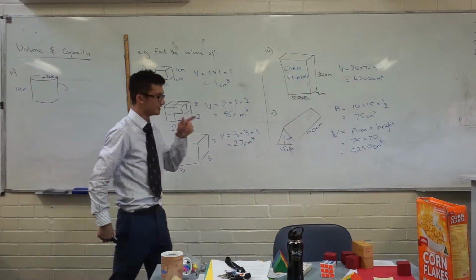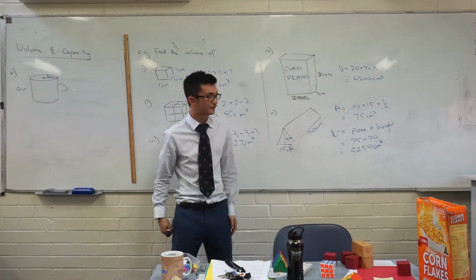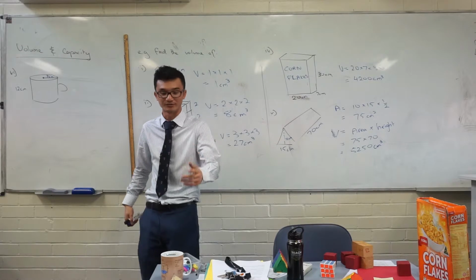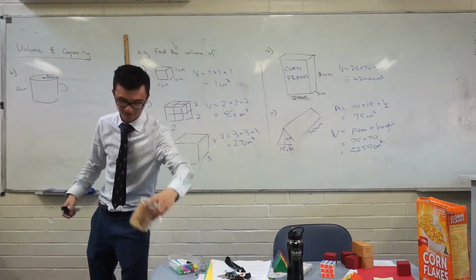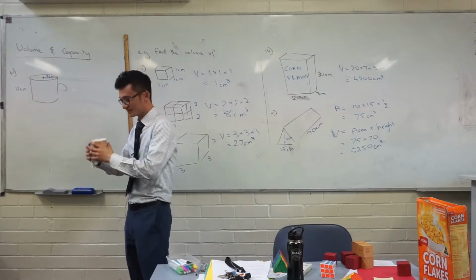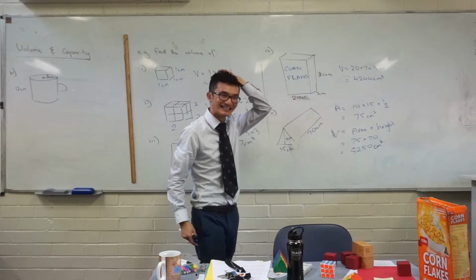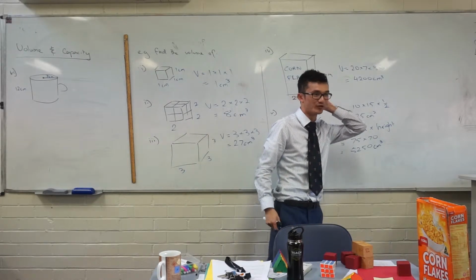So sometimes they'll be nice, and they'll give you the area of the face, so it's quite easy to find, right? The triangle. We've done that many times. What have I got here? I've got our maths mug. What information do I need to find the volume of this shape?